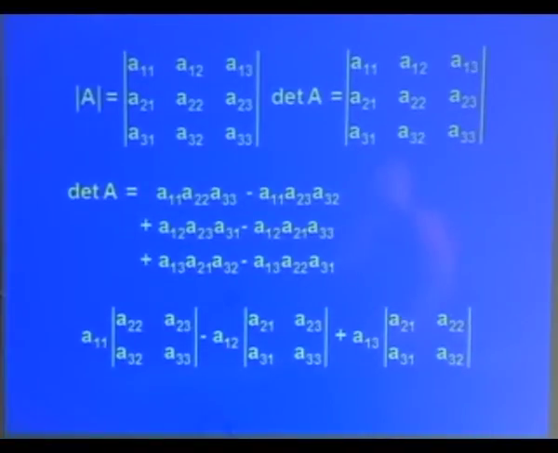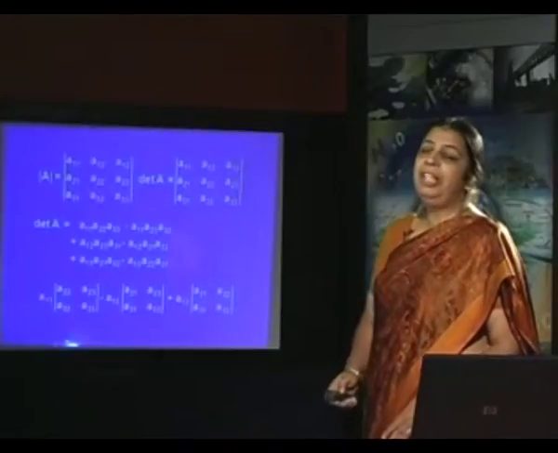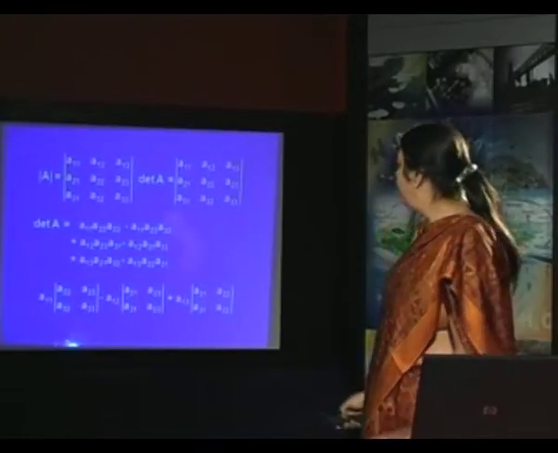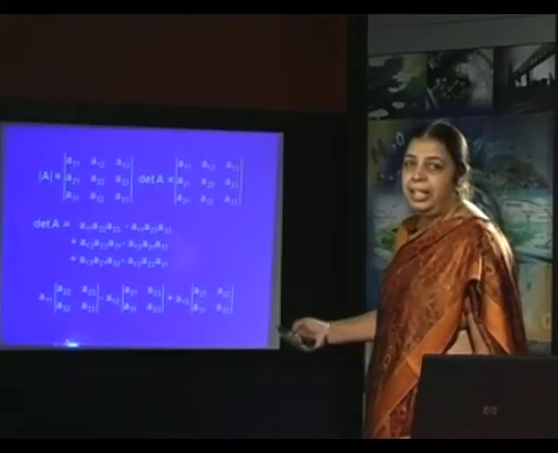I have taken the terms A11, A12, A13 outside, and then I am multiplying by a 2 by 2 determinant. Now, this A11, A12, A13 happens to be the elements in the first row. So, that means I am defining the determinant in terms of the first row. But this is not all, we can define the determinant in terms of any row or column, as we can see in the next slide.